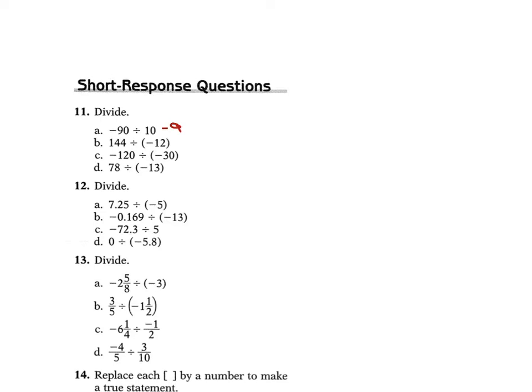B is 144 divided by negative 12. Again, a positive divided by a negative is a negative. 12 goes into 144 12 times, so that's negative 12. For C, we have negative 120 divided by negative 30. A negative divided by a negative is a positive. So 12 divided by 3 is 4. We did that because I got rid of those zeros, because each number had a 0. For D, we have 78 divided by negative 13. A positive divided by a negative is a negative, and then 13 goes into 78 6 times, so that's negative 6.